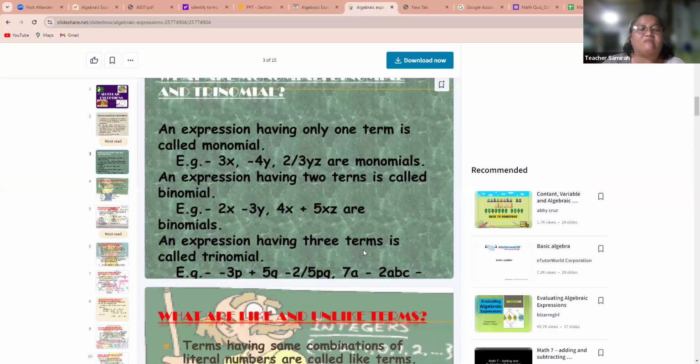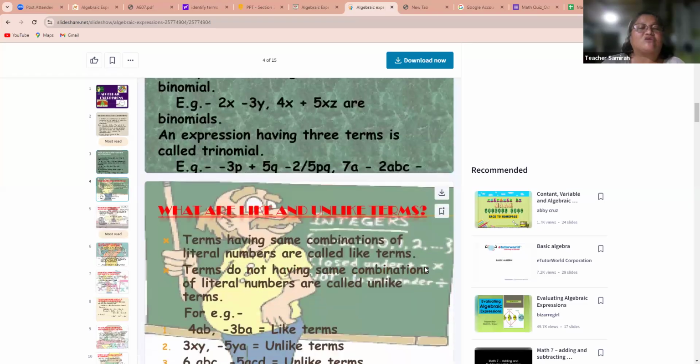How about those having three terms? An expression having three terms is what we call a trinomial. From the word three, it is called trinomial. What are the examples? Negative 3p plus q minus 2/5pq is a trinomial. Or 7a minus 2abc minus 2c, something like that, that would be a trinomial. So we are talking about three terms.